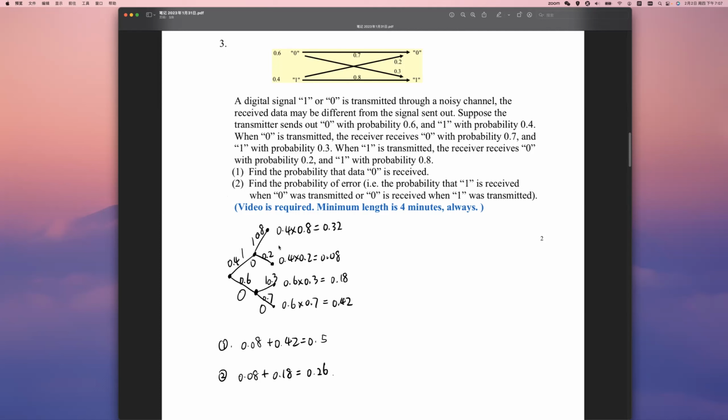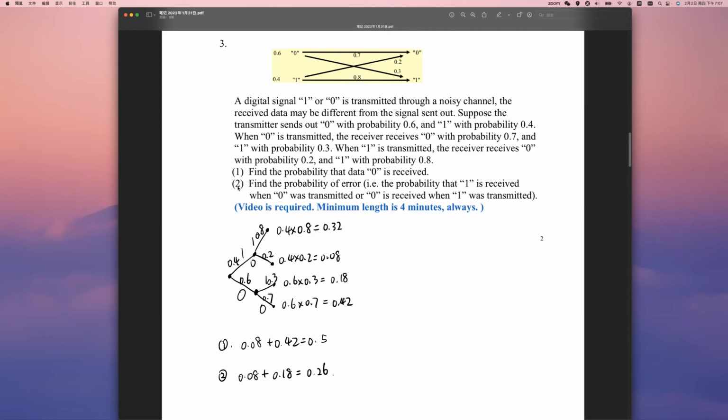And there is another case that can get data 0, which is transmit 0 and receive 0. The probability is 0.6 times 0.7, which is the probability of transmitting 0 and receiving 0, which equals 0.42. So the sum of these 2 cases should be the final result of the probability of getting 0, which is 0.5.